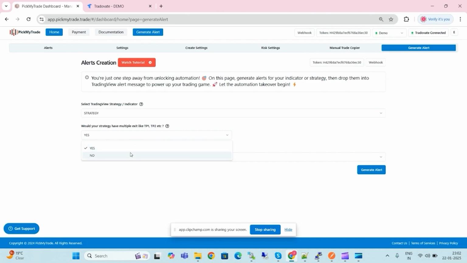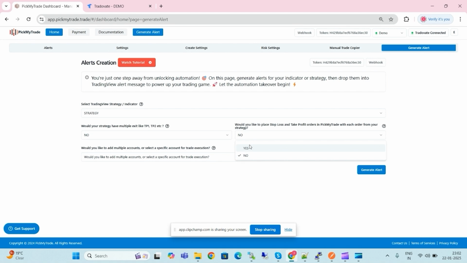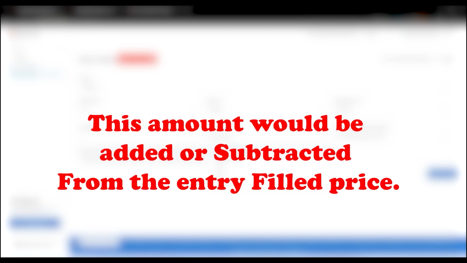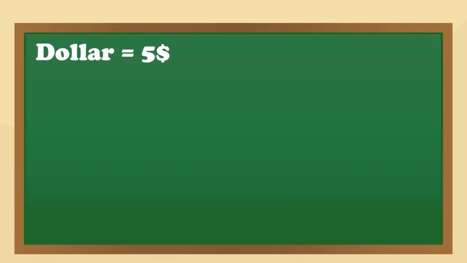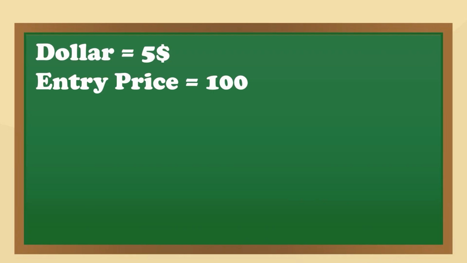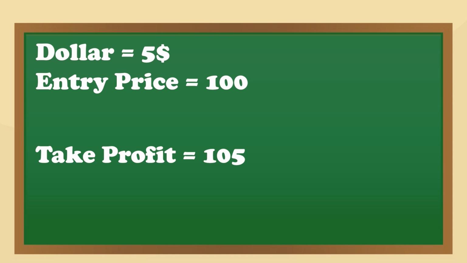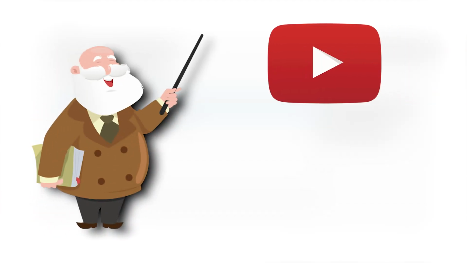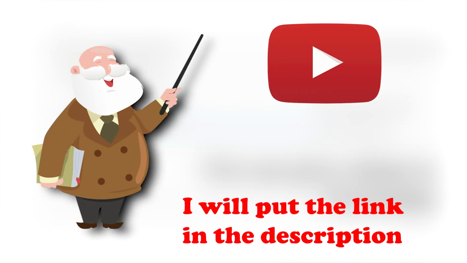So we will select a node here. Here we select yes. Here we have take profit and stop loss types. Here we have dollars. This amount would be added or subtracted from the entry fill price. So if I place $5 here and your entry price is 100, your take profit is going to be 105, and your complete loss will be 5 into 20, where 20 is the lot size of NQ. We have already explained those things in a separate video.